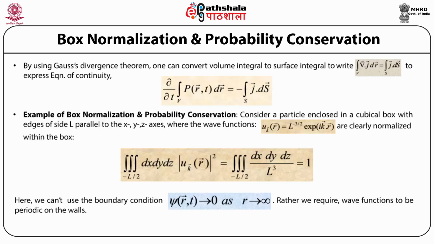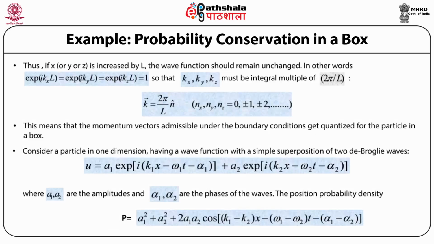Here we can't use the boundary condition wave function psi as a function of position vector r and time t going to 0 as the position vector r goes to infinity. Rather, we require wave functions to be periodic on the walls of the box being considered. Example: probability conservation in a box. Now let us consider an example of probability conservation in a box.